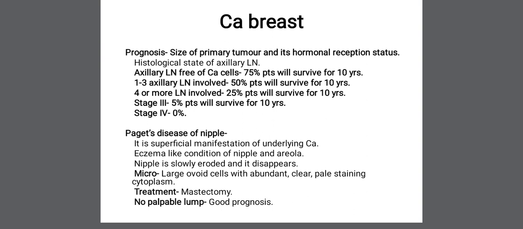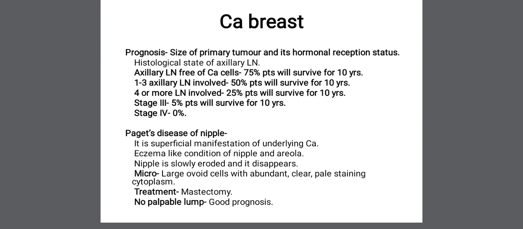Then if 1 to 3 axillary lymph nodes are involved, then 50% of patients will survive for 10 years. If 4 or more lymph nodes are involved, then 25% of patients will survive for 10 years. In stage 3, 5% of patients will survive for 10 years, and in stage 4, the survival rate is 0. So this is the prognosis of carcinoma breast. This prognosis will depend upon the size of the primary tumor or involvement of the axillary nodes, or according to the stages.